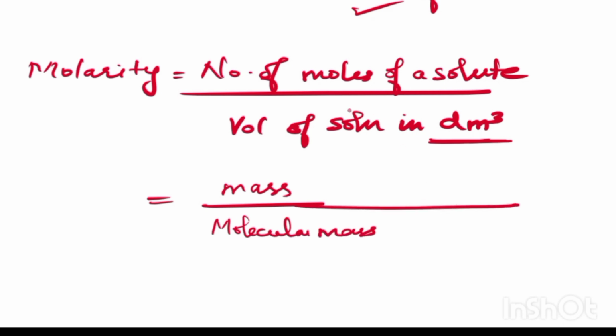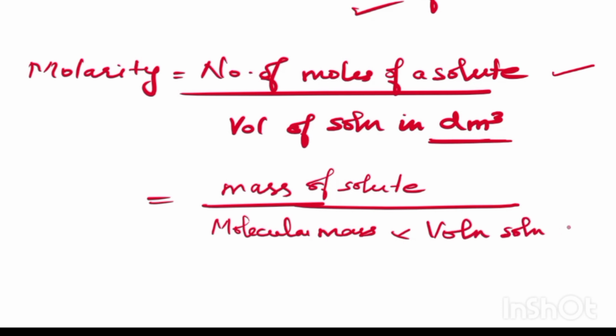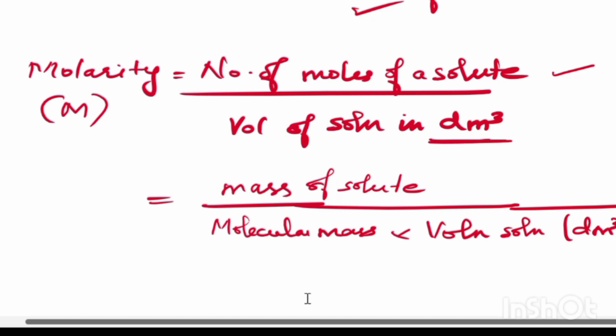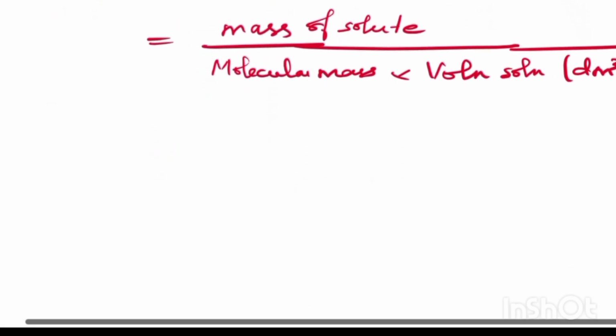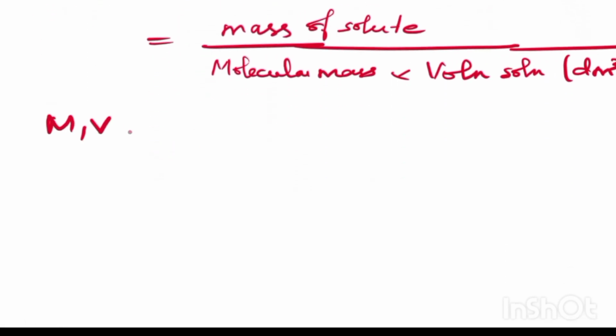So here for number of moles we have substituted mass divided by molecular mass. Mass of what? Mass of solute. Okay, because here we have number of moles of solute, no? So it's mass of solute divided by molecular mass into this volume of solution in dm cube. Okay, so this is a formula of molarity, and molarity is expressed in capital M. So you should also remember this, M1 V1 is equal to M2 V2.